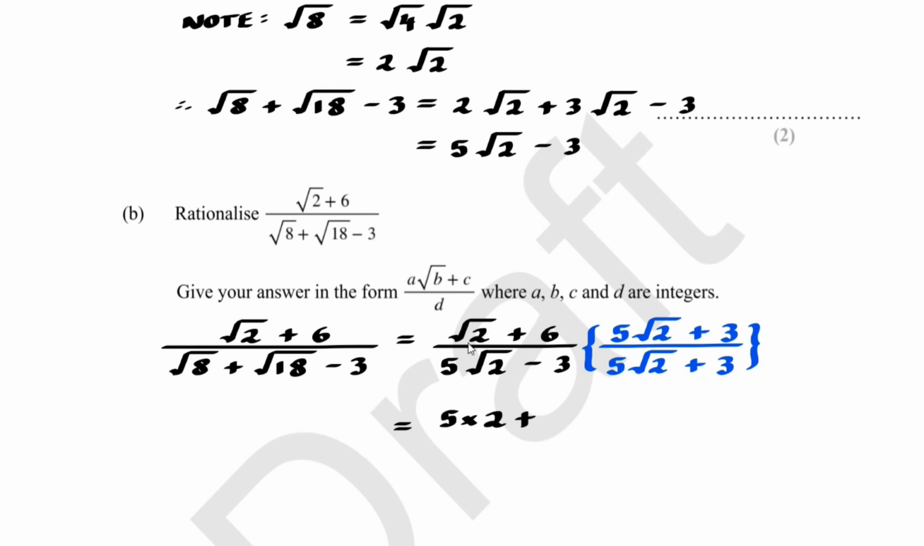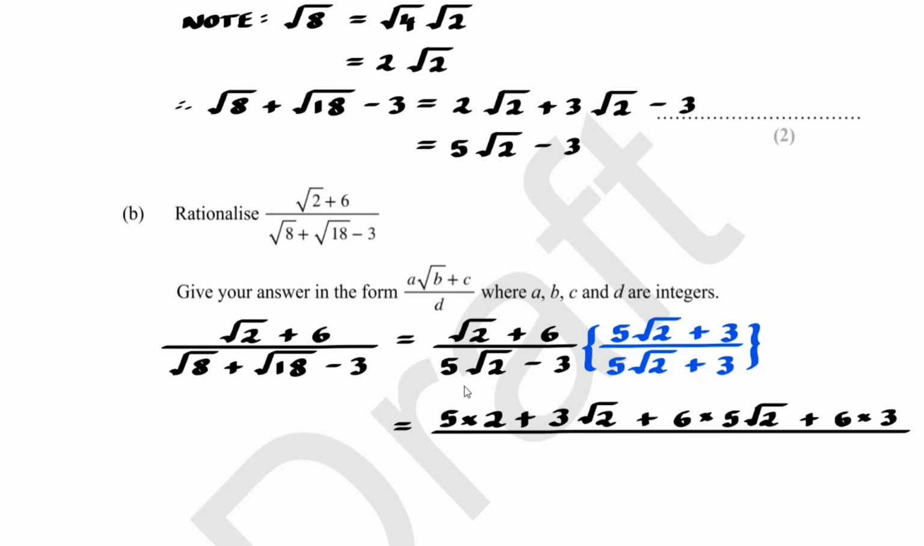We add on to this root 2 multiplied by 3, which is 3 root 2. We add on to this 6 multiplied by 5 root 2. We add on to this 6 multiplied by 3. For the denominator, we have a difference of 2 squares. We have 5 root 2 multiplied by 5 root 2, which is the same as 25 times 2. We subtract from this 3 multiplied by 3.